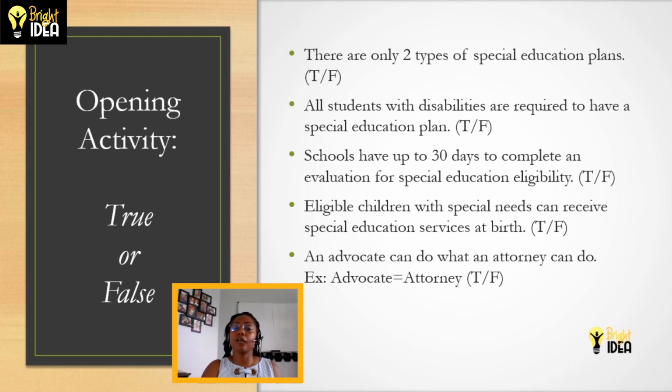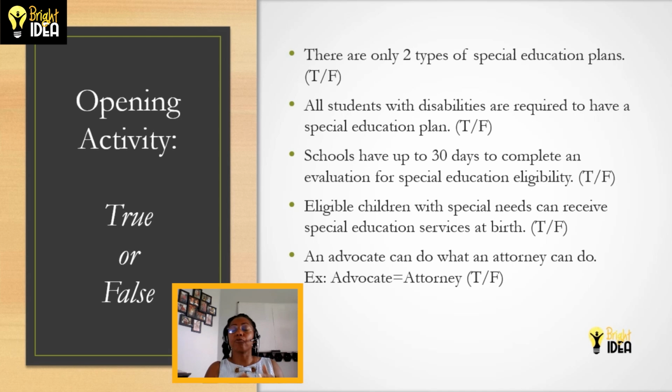Not every student with a disability needs a plan. Now, statement number 3: schools have up to 30 days to complete an evaluation to determine if your child is eligible to receive special education services. Up to 30 days. The answer to that is also false, right? According to the law, schools have up to 90 days to complete your evaluations for special education eligibility.